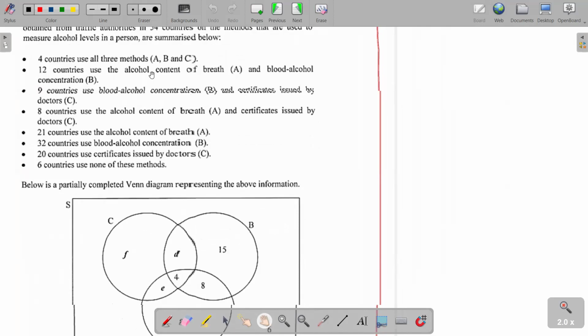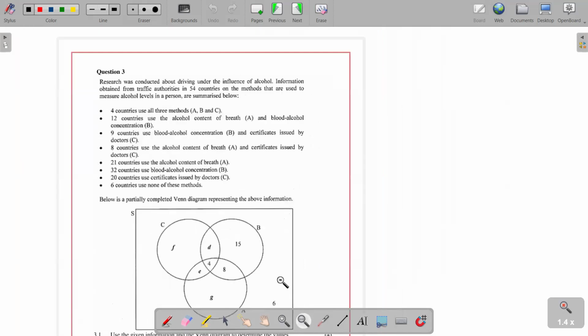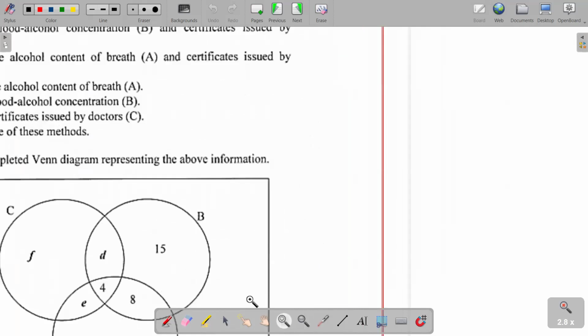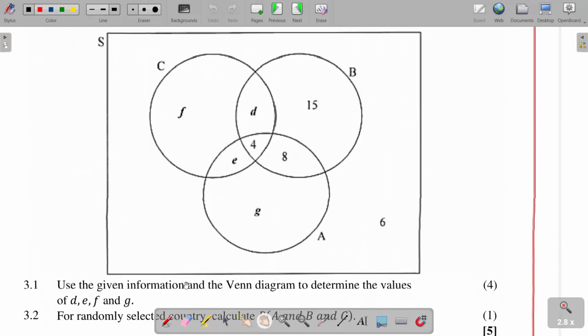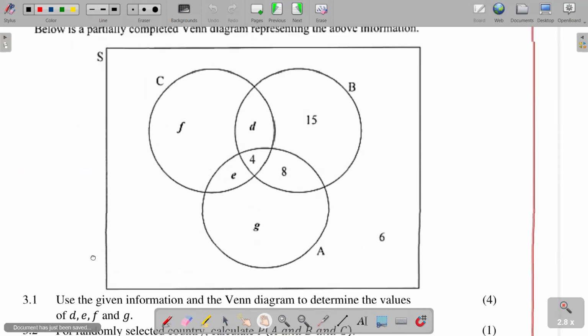12 countries use alcohol content of breath, and that is what is illustrated there. But now we have to take note. What is the question requiring? Here is all the information. So the question here is saying use the information and the Venn diagram to determine the values of D, E, F, G.